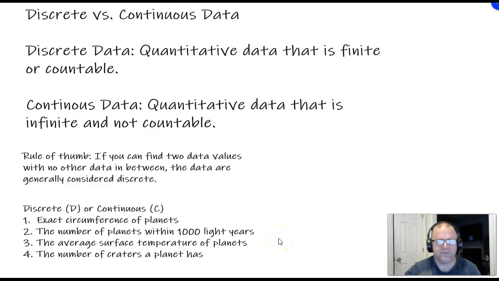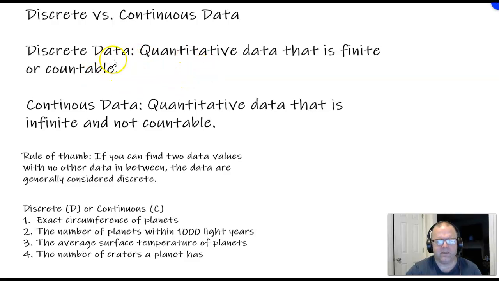Hey, this is Mr. Beckstrom, and today I wanted to talk about some of the concepts from 1.2. This is on types of data, and I specifically wanted to talk about the differences between discrete and continuous data, because a lot of times students will have a little bit of trouble with this because the definitions are a little bit confusing. So let's jump right into it here.